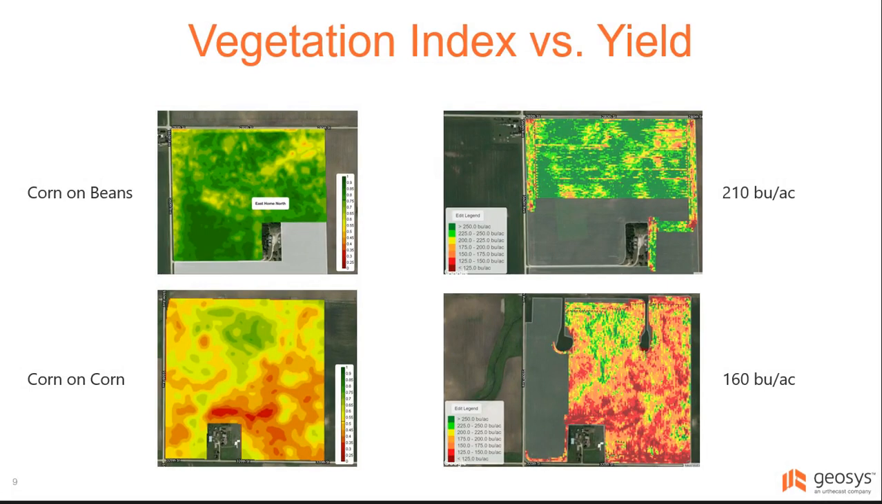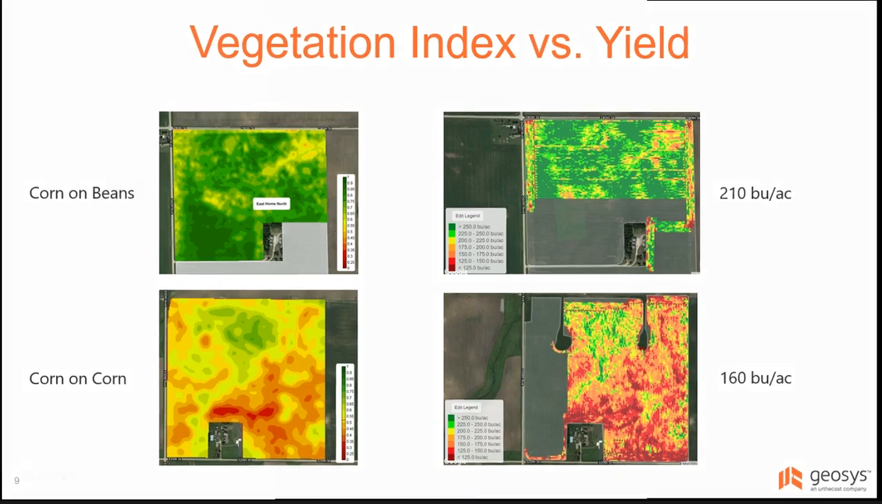Using the same color legend, vegetation index maps and yield data maps show a clear correlation. Many factors led to this end result, including the difference between corn-on-corn and corn-on-soybean. But it's evident that remote sensing data was able to realize this well before the combines hit the field.